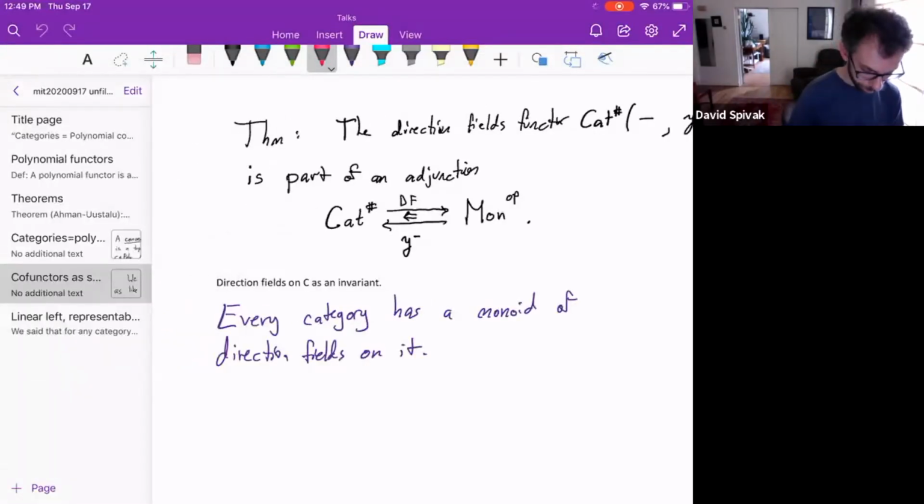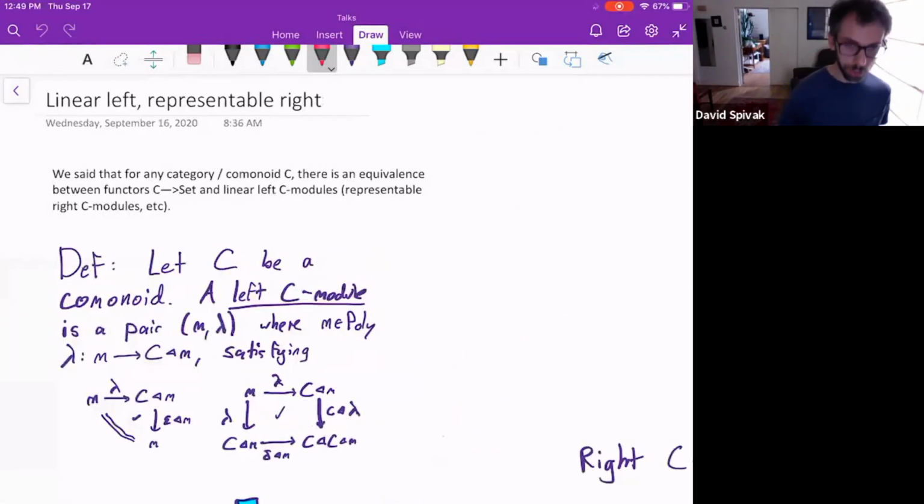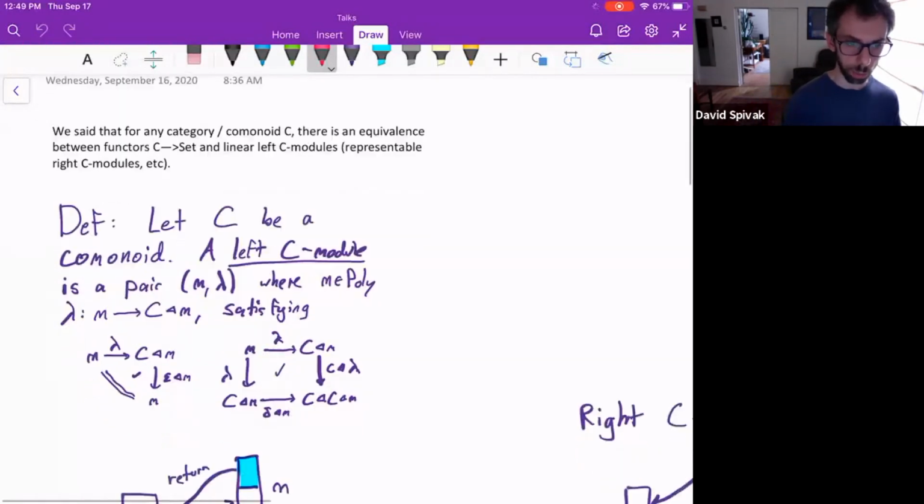Okay. So I like the alliteration here. Linear left modules and representable right modules are the same thing as copresheaves. So let's say you have a category C. You can think of it as a comonoid. Then the functors from C to set, the category of those is equivalent to the category of linear left C modules or representable right C modules. And I just mean that the polynomial underlying the C module is linear or representable.